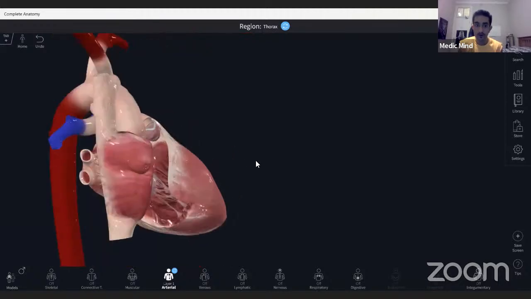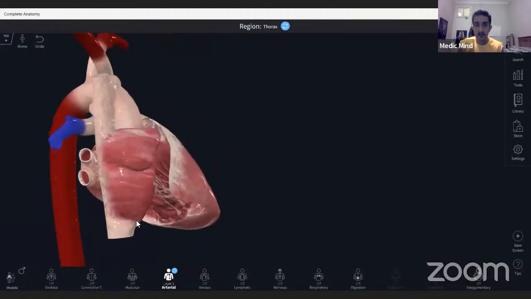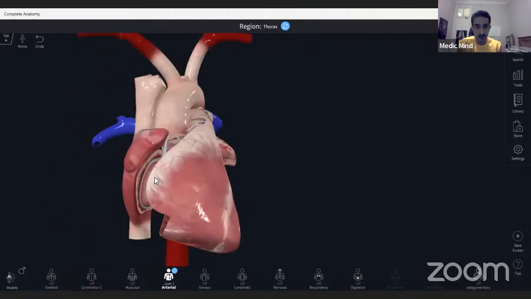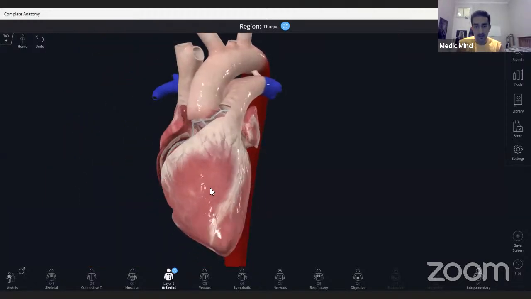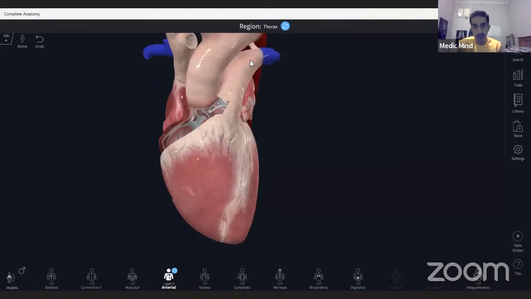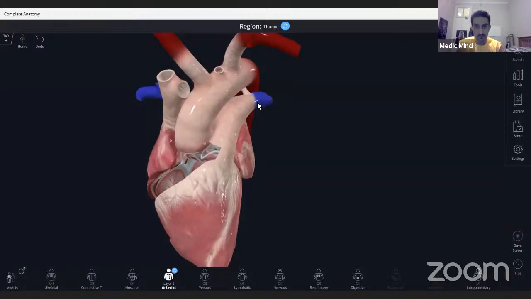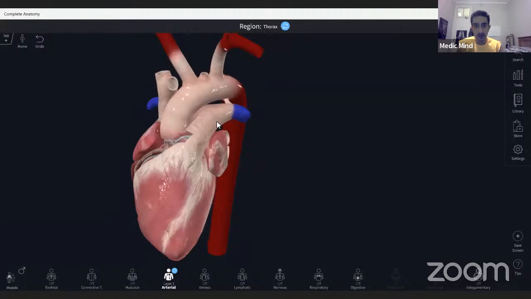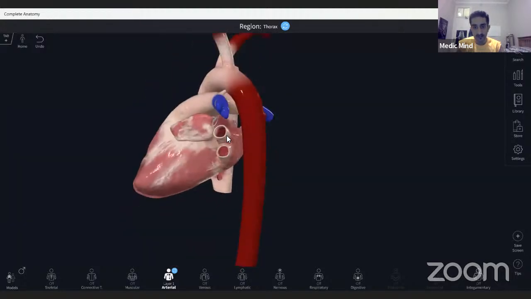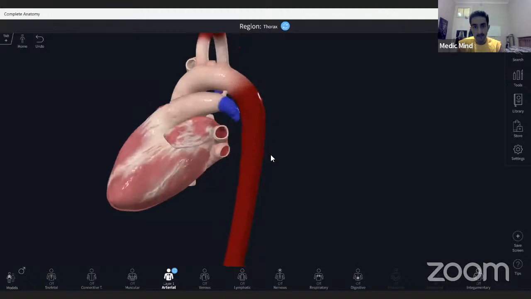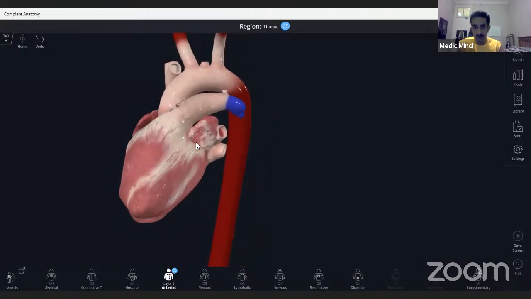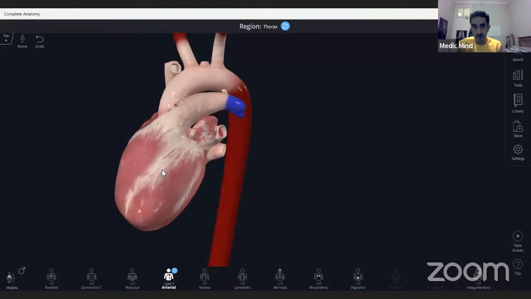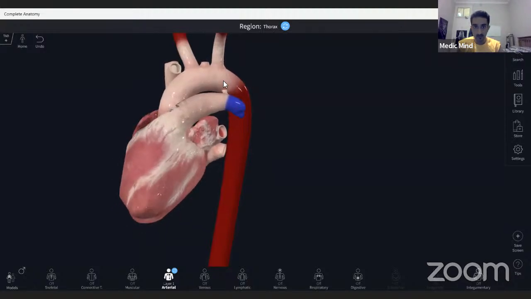So if I talk you through the process of when blood enters the heart. Blood enters the heart through the vena cava, which is this structure here. It enters into the right atrium. It then passes through the right ventricle and out through the pulmonary artery, which you can see coming here, left and right pulmonary arteries. It then re-enters the heart through the pulmonary veins, which are these structures, into the left atrium, passes into the left ventricle, and then out through the aorta.